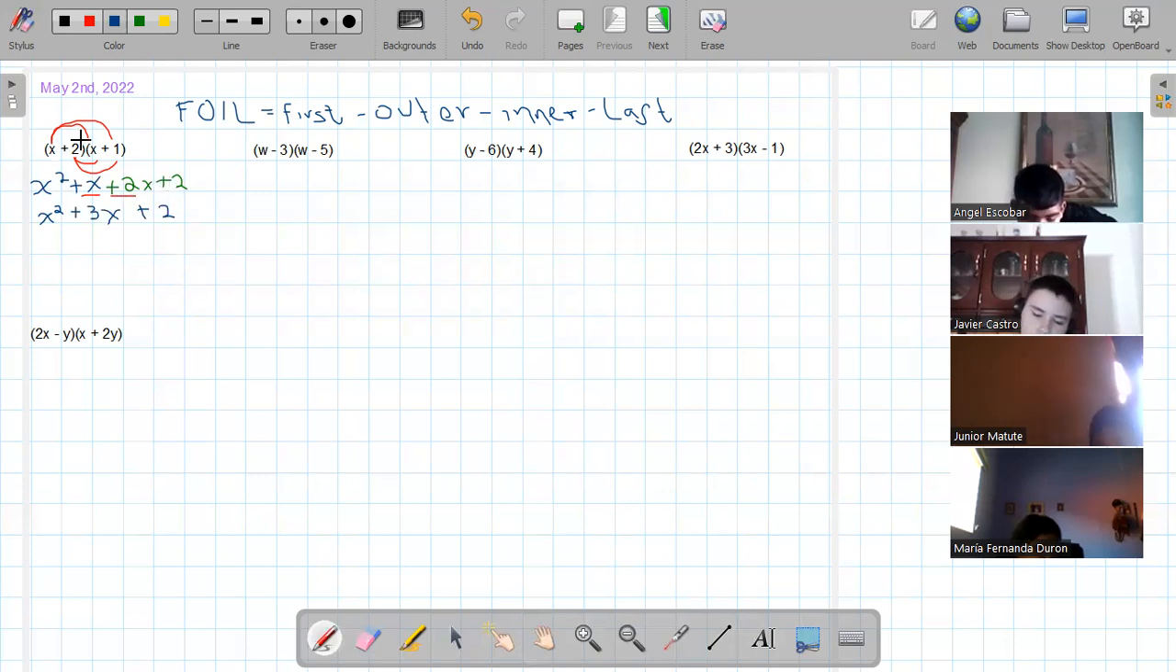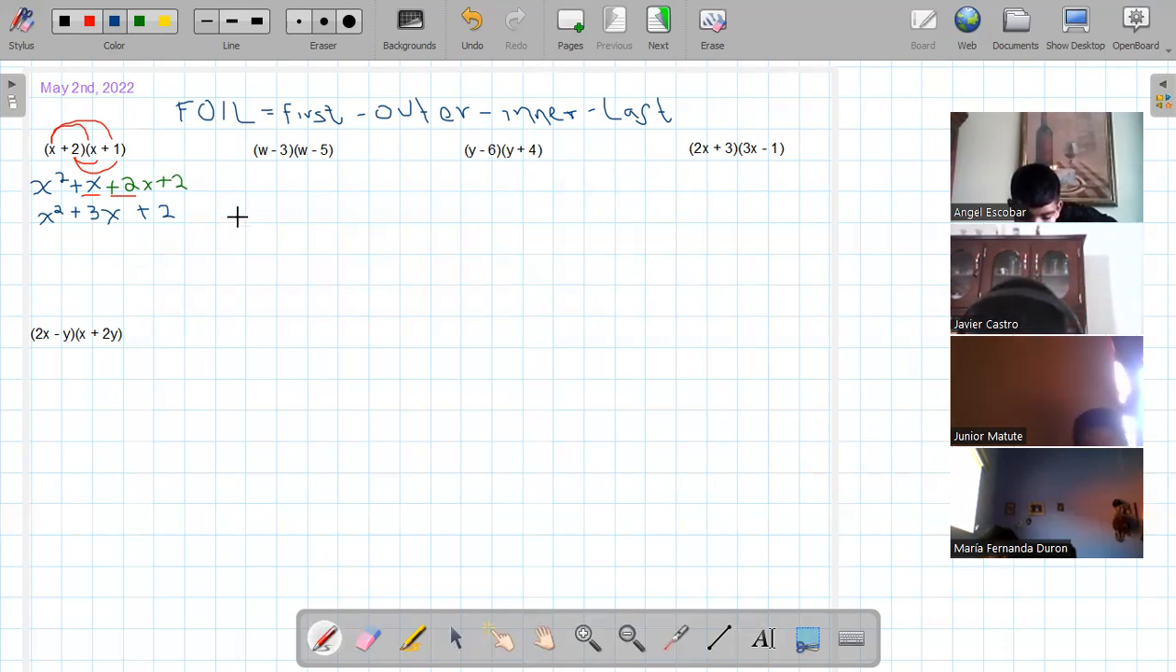Now, whenever you have a multiplication between binomials, you will have a trinomial as an answer. There is only one case that won't be a trinomial as an answer, but we're going to see that further on.